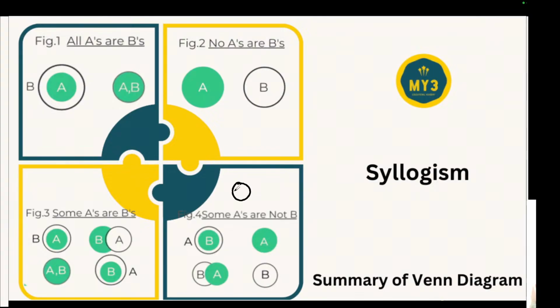Some A's are not B's. So these A's are B's and these A's are not B's. Like that. If you know how to draw, there is nothing to remember here. If you know how to draw the diagram, then from the diagram you can mark the option choices.